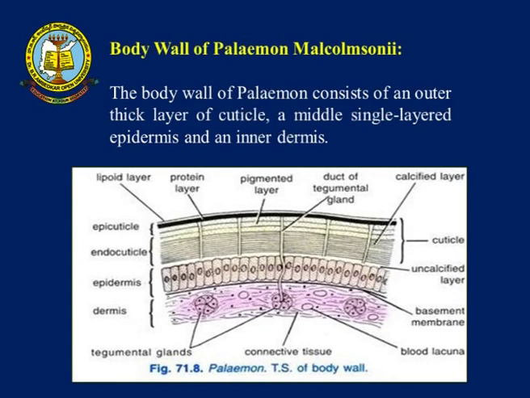So, that is the cuticle part. Coming to the epidermis region, the epidermis is made up of columnar cells, and it consists of all the cell secretions from the columnar region. The last part is the dermis layer, consisting of the blood lacunae, the connective tissues, and the tegumental gland. So, that was the body wall of Palaemon.